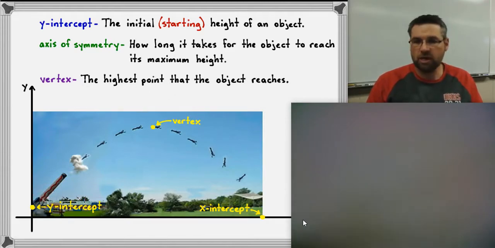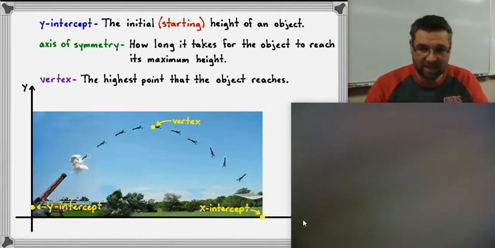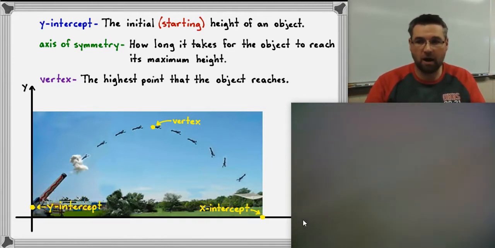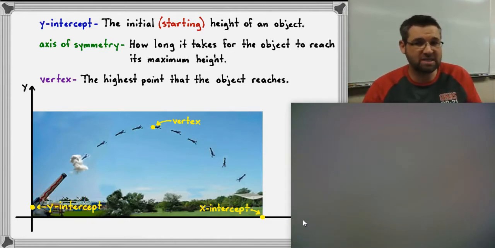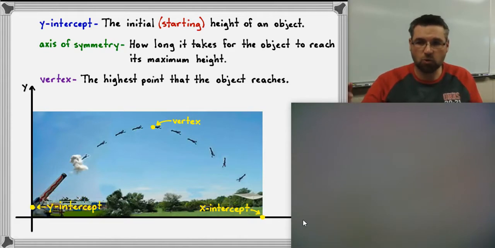So when you hear me say, what is the highest that that rock got off the ground, then you need to be thinking, I've got to find the vertex, okay? If I say, how long does it take for the rock to reach its highest point, then you're thinking, I've got to find the axis of symmetry.